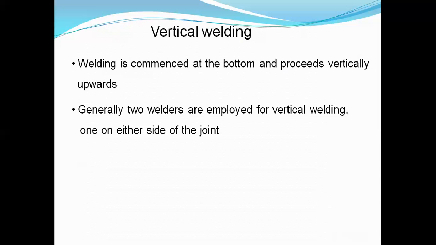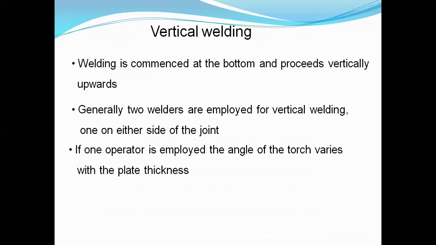Generally, two welders are employed for vertical welding, on either side of the joint. So on this side one operator can work and on the other side another operator can do the operation. While doing this operation, if only one operator is employed, the angle of the torch varies with the plate thickness.